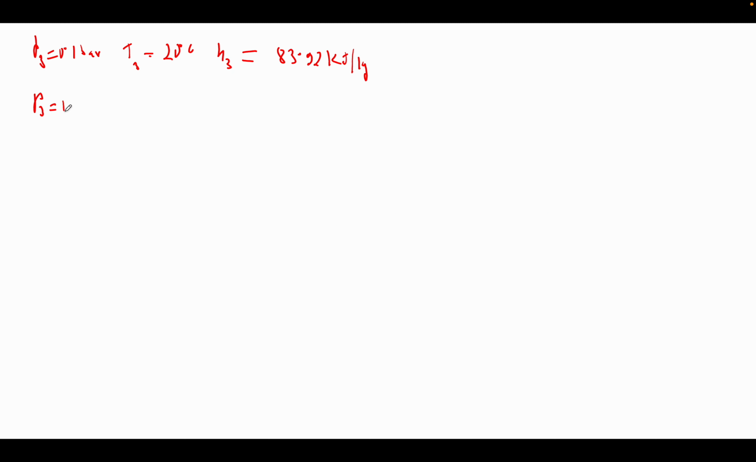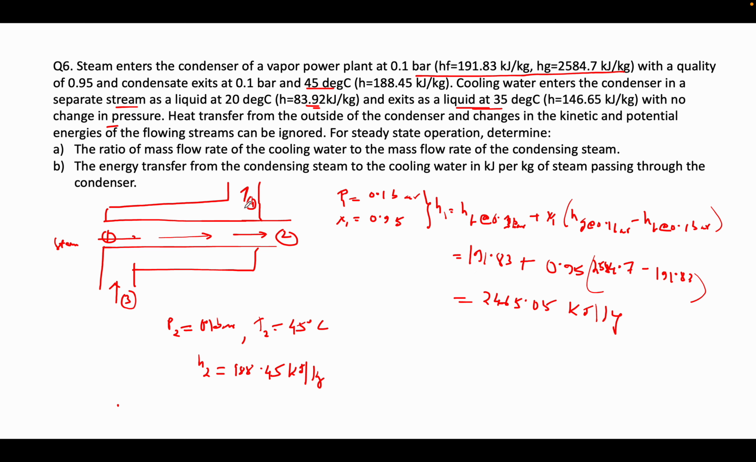So the first question now comes: heat transfer from and outside the condenser. That means there is no heat transfer throughout this system, if you take this as one system. There will be no heat transfer and no changes in kinetic and potential energy from this system. Then you have to calculate the ratio of the mass flow rate of the cooling water to the mass flow rate of the condensing steam.